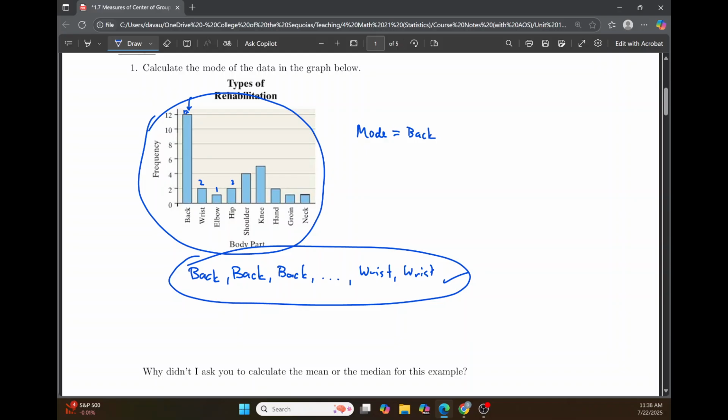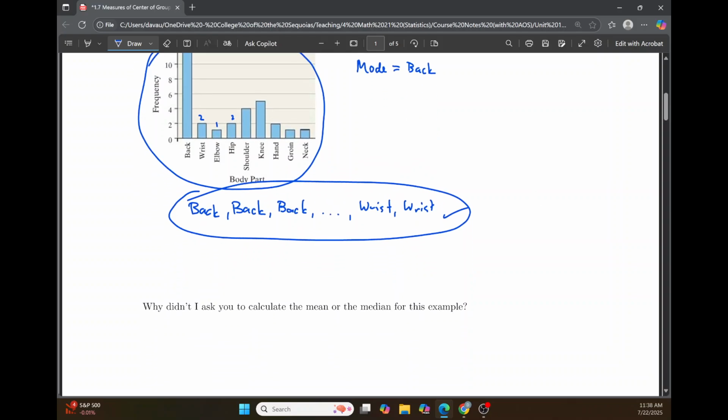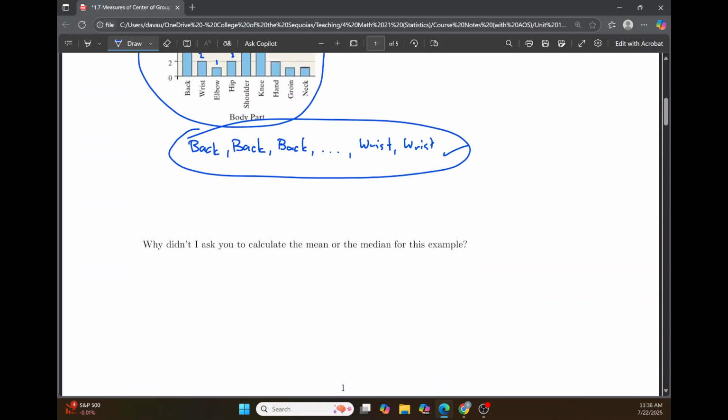Back plus back plus back plus back plus wrist plus elbow plus wrist plus hip. I mean, you can't actually add up words. Okay, you can only add up numbers. So you can't calculate the mean, can't calculate the median, because this is categorical data. So why didn't I ask you to calculate the mean or the median? Because this is categorical data. So computing mean and median is not possible.